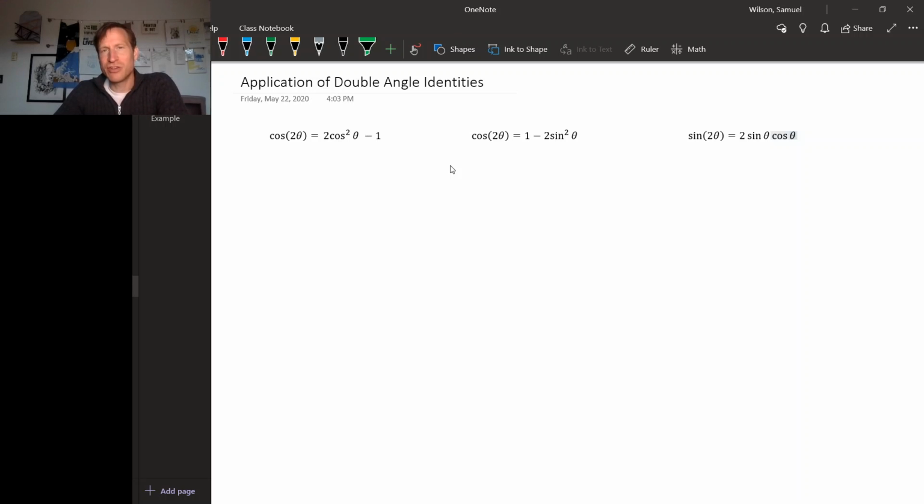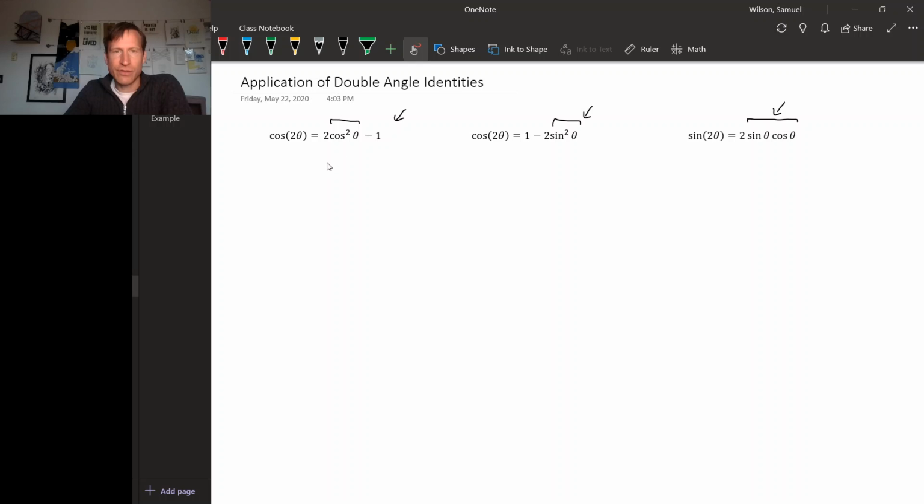Here's an interesting thing we can do with the double angle formulas for sine and cosine. So here I have written two of the three flavors of the double angle formula for cosine, the one that has just cosine squared and the one that has just sine squared, and also the double angle formula for sine over here. Now for each of these, you could solve for the squared part, the power 2 part on the right, to get another identity.